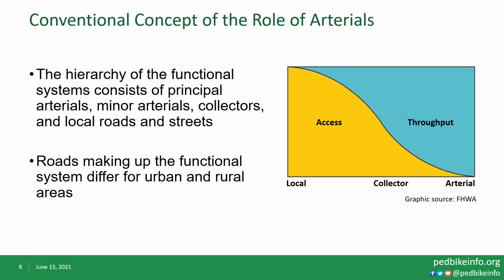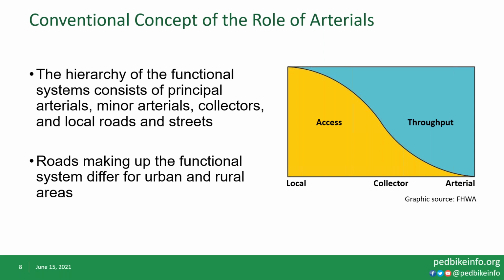To say a little bit more about this, this is the conventional concept of the role of arterials. So we often think about arterials through kind of a throughput lens. The hierarchy of the functional system consists of principal arterials, minor arterials, collectors, and local roads and streets. We know that roads make up the functional system.